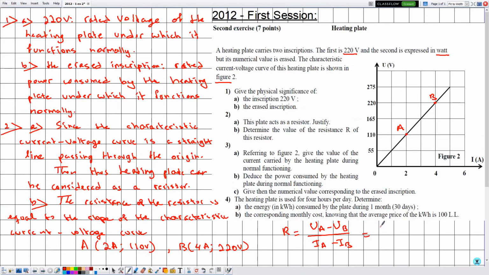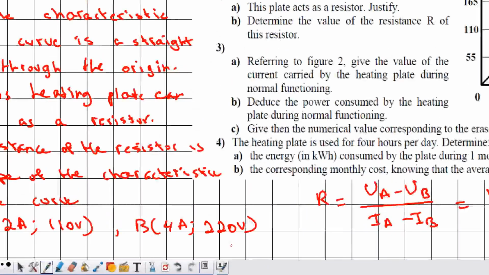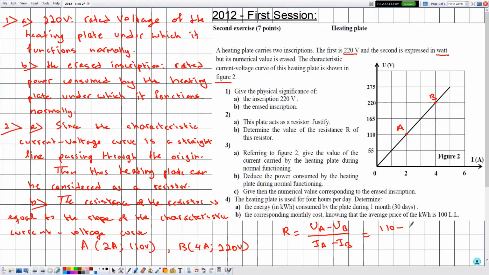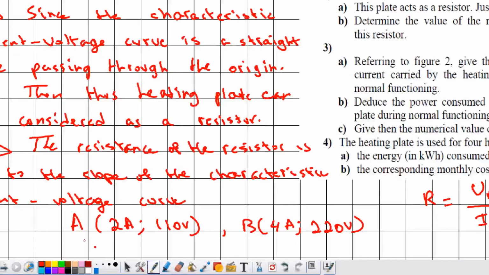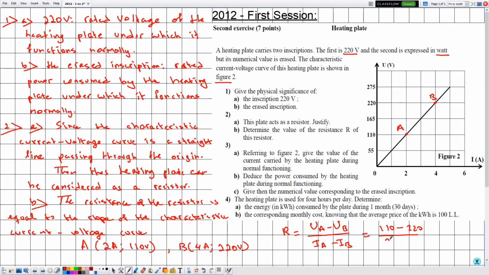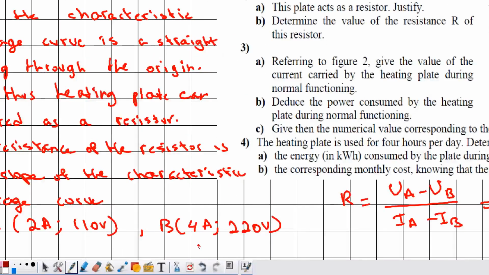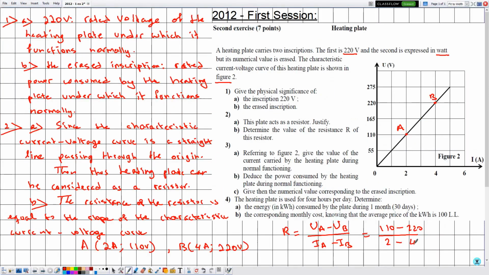Now the voltage of the point A is given by 110 volts because volts is the unit of voltage, minus the voltage of the point B, which is 220, divided by the current of the point A, which is 2, minus the current of the point B, which is 4. Plugging this on the calculator, the resistance is given by 55. Since everything is in the SI, the value of R will be in the SI, which is ohms. Then R is equal to 55 ohms.